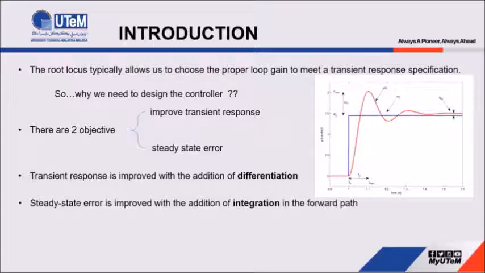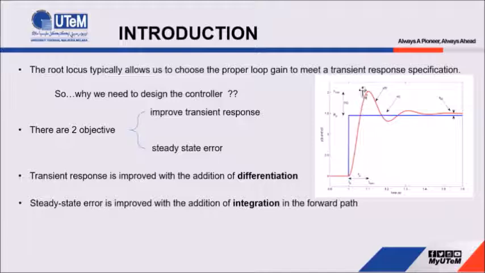The root locus that you have learned before typically allows us to choose the proper root gain to meet transient response specification. So why we need to design the controller? We need to design the controller because of two objectives. Number one, we want to improve the transient response. As you can see in this response, the blue one is the input, and that is what we give to the system or our target for the system. So that means we want the system to follow this step input.